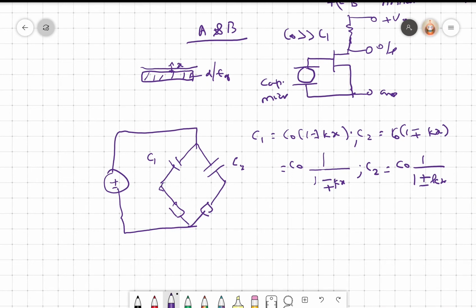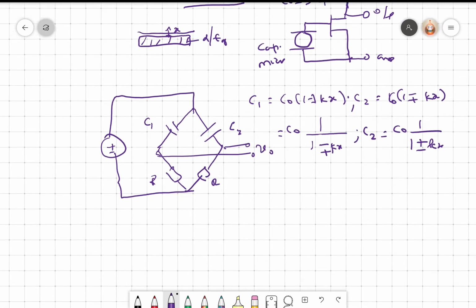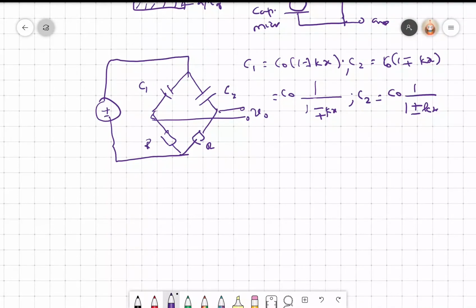So once again, if I can simply put this as R and R, you can get V naught in terms of EB. Again, that I leave it to you as a homework. Please find out V naught in terms of Kx. It's quite simple, you can derive, right?